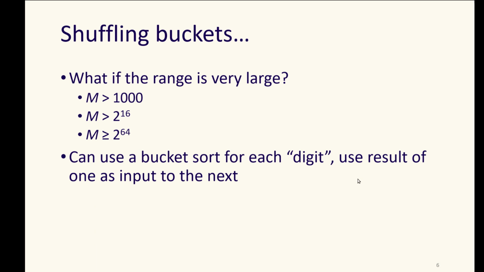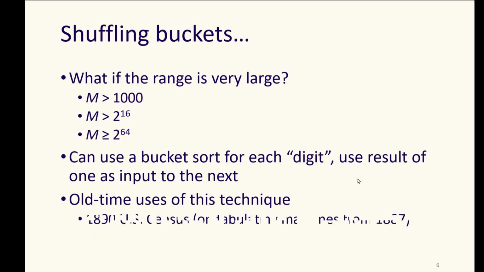Even if they're still O of n, we would still like to have some smaller m's if we can. So what we can do for larger data is we can use a bucket sort for each digit, or each character if we're dealing with strings, and use the result of one of those bucket sorts as the input into the next.